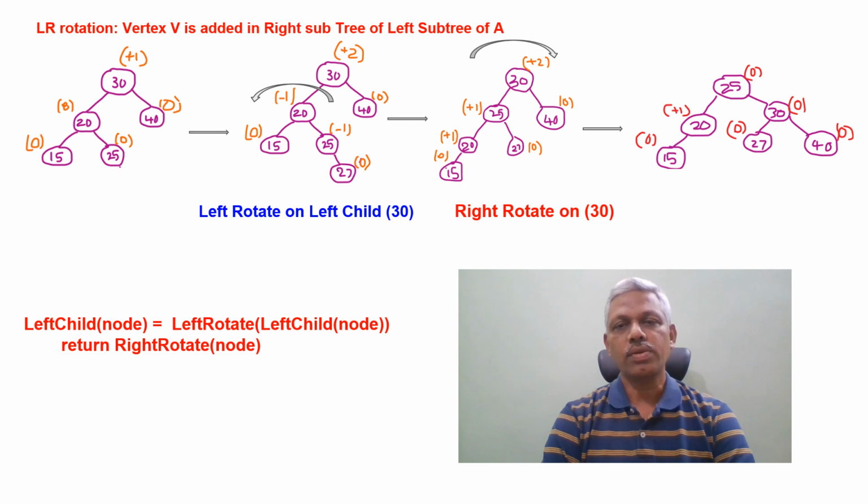Then after this we right rotate on vertex 30 so that 30 is pushed down and 25 is pushed up. So 25 is pushed up, 30 is the right child of 25, and the right child of 25 is made the left child of 30. 27 is made the left child of 30. So after this the balance is achieved. So the LR rotation is a combination of left rotation on 20 and right rotation on 30. That is, left rotation on the left child of 30 and right rotation on 30. Based on this we can build the algorithm.